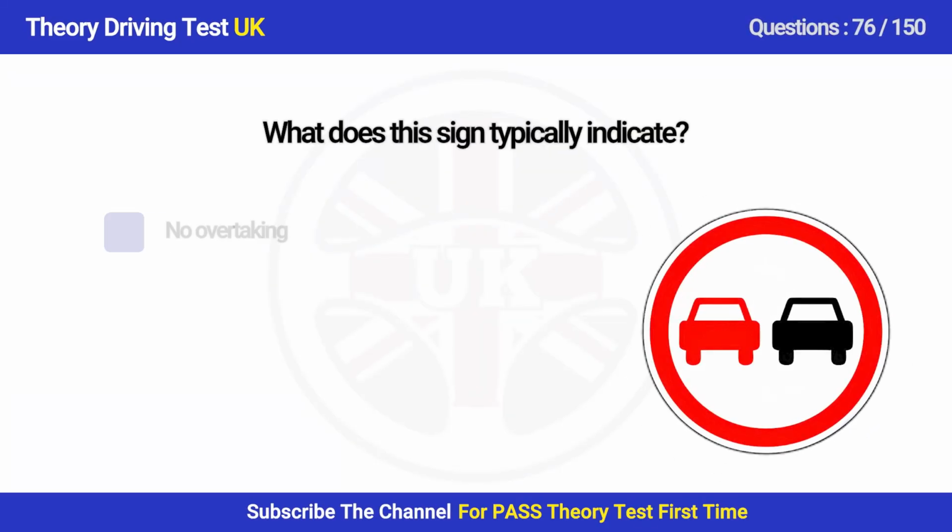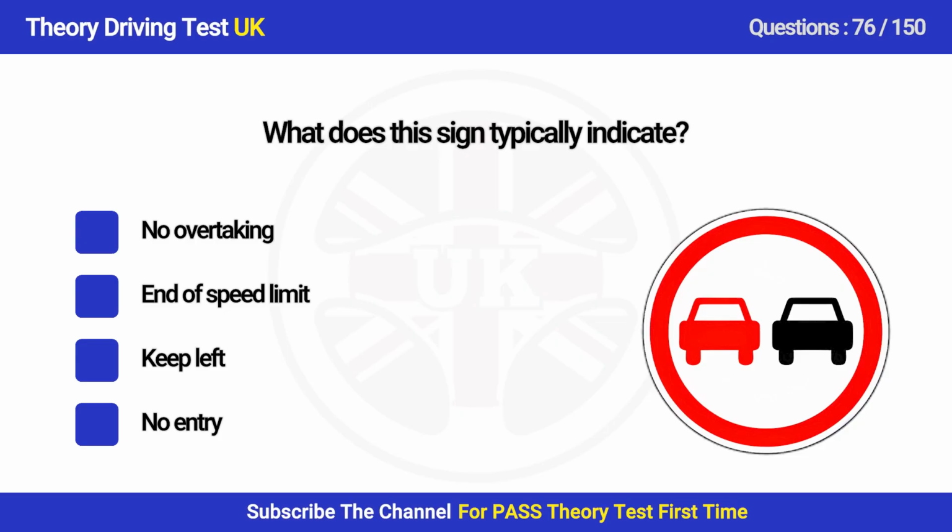Question 76. What does this sign typically indicate? A. No overtaking. B. End of speed limit. C. Keep left. D. No entry.